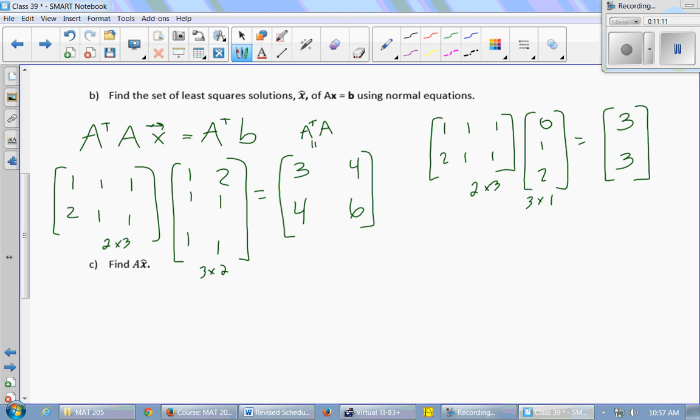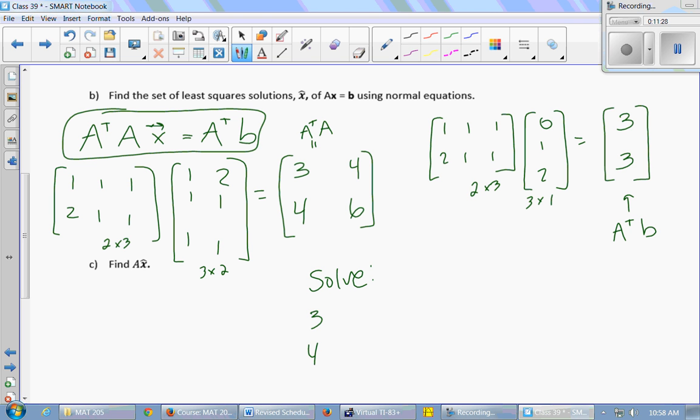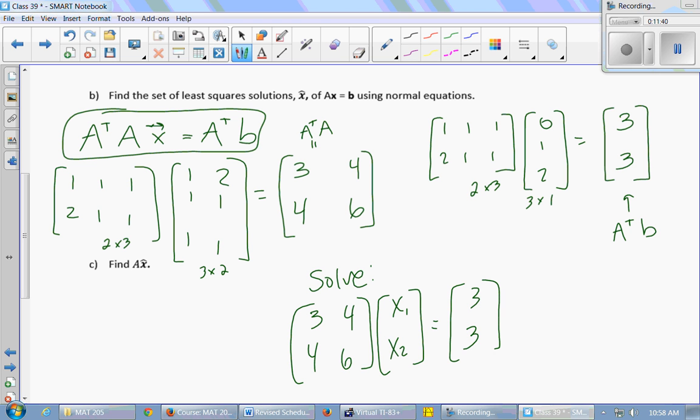So this is A transpose B. So I have to solve A transpose A x equals A transpose B. A transpose A is this 2 by 2. So I have to solve 3, 4, 4, 6 times some unknown x, x1, x2, equals A transpose B, which is 3, 3. A transpose A times x equals A transpose B.